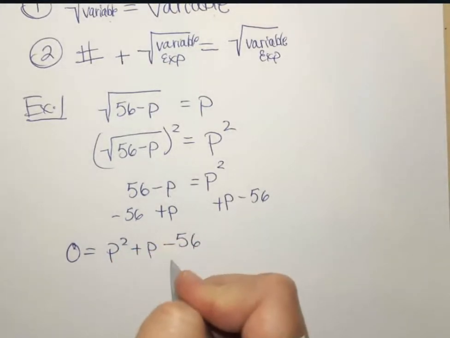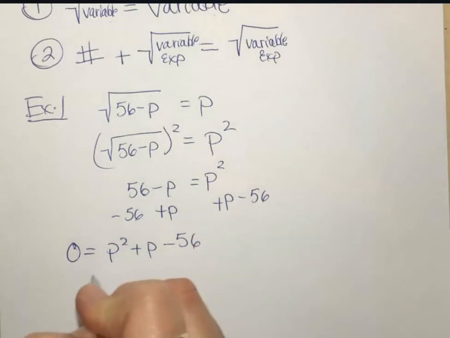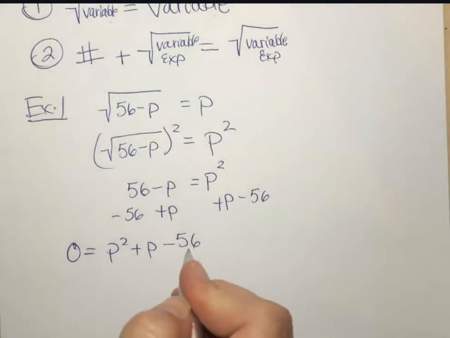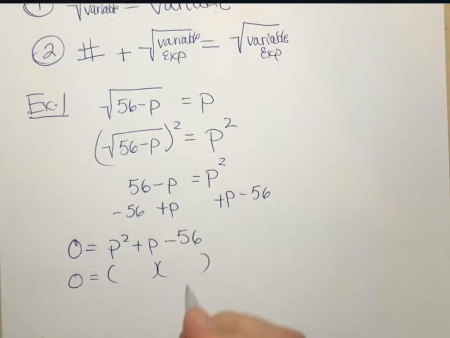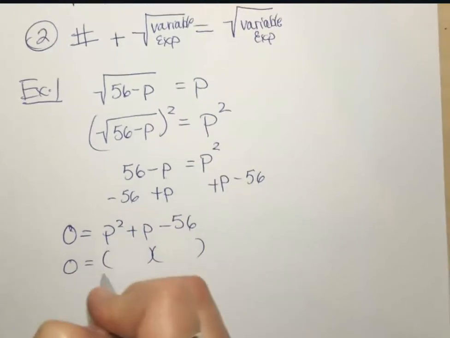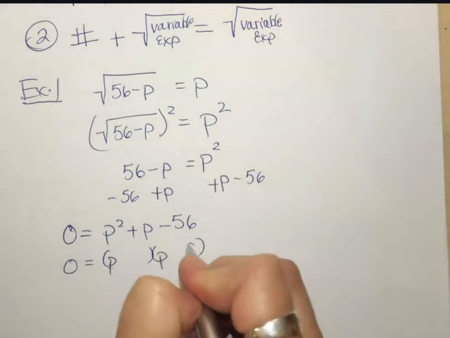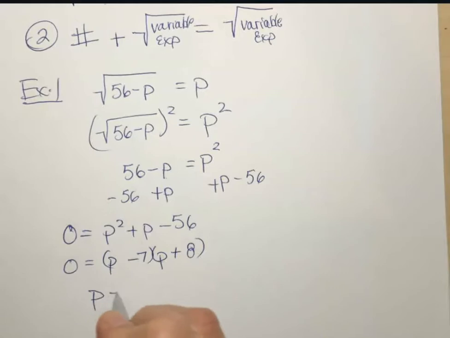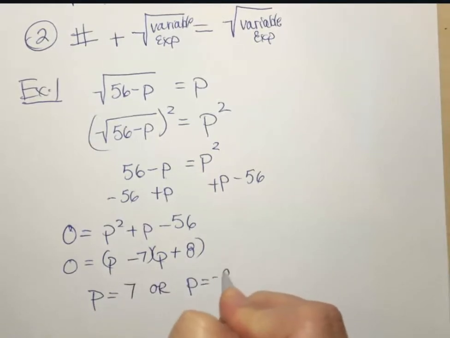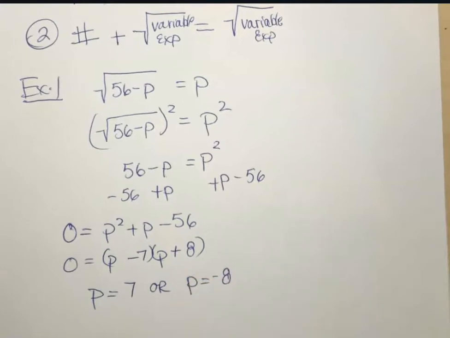I could graph this. If I graphed it, I would get my two solutions right away. Or I can factor it, or use quadratic formula. I know that this factors. It's going to be 8 and 7. It's going to be plus and minus. So p could equal 7, or p could equal negative 8. Remember, we set each of those equal to 0. Now, this is where I need to check.